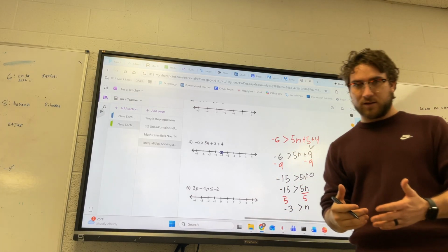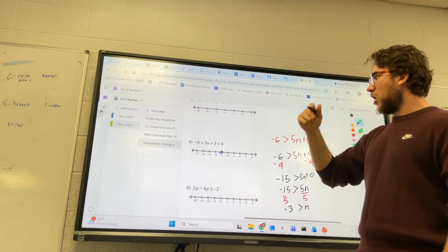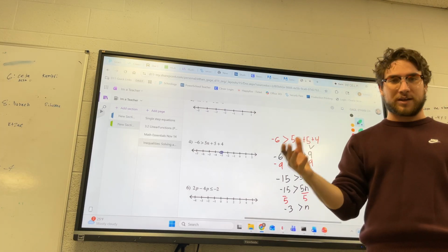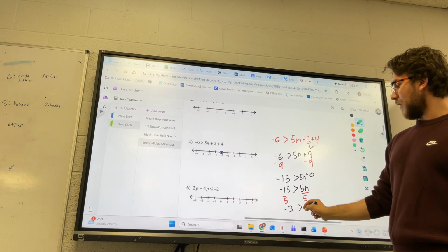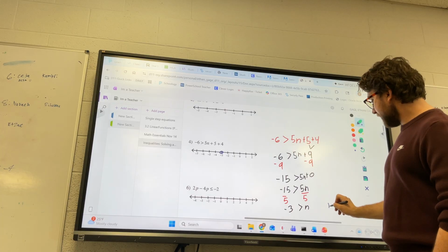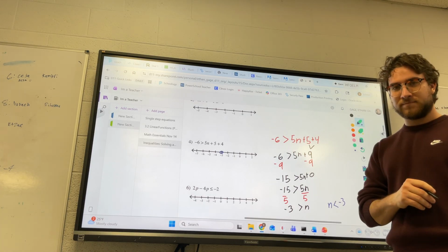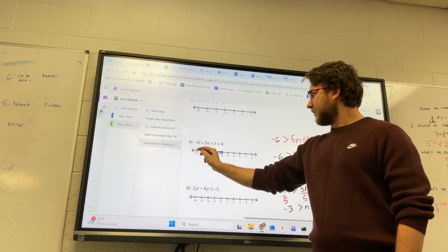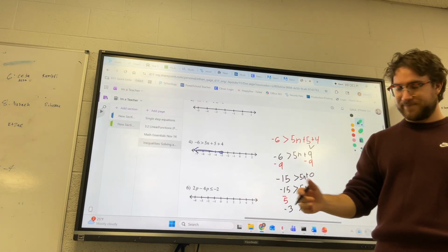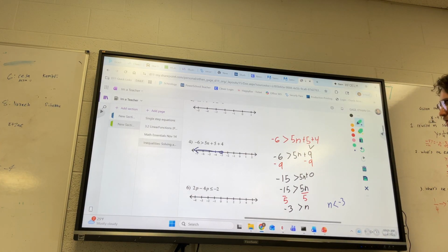Something else that we can do, if you noticed from the first one we did, our arrow was pointing the same direction as the inequality sign. If we want to do that, we need our variable on the other side. And yes, n is less than negative 3. That will let us know as well. We're working that way. Take a second to copy it down. Check your work. And we will move on.